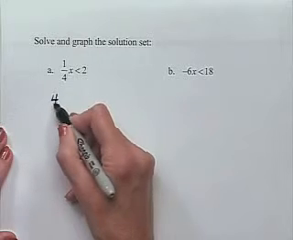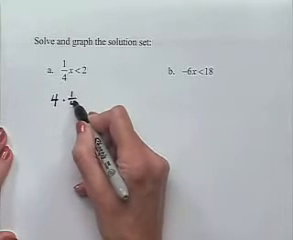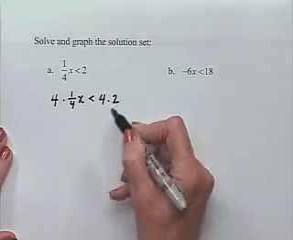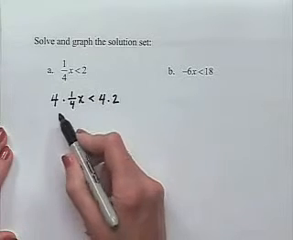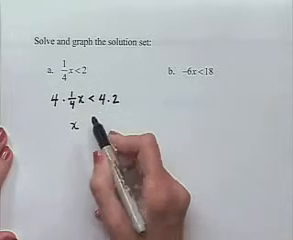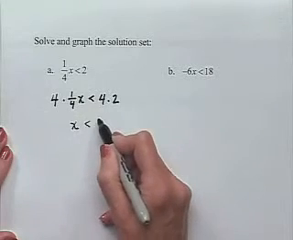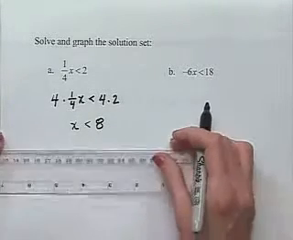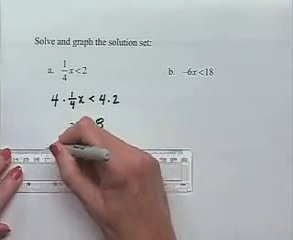So we can look at this as 4 multiplied times 1/4 x is less than 4 multiplied times 2. On the left-hand side, 4 multiplied times 1/4 is 1, leaving us with x. On the right-hand side, 4 times 2 gives us a value of 8. Now we're going to graph that solution set.